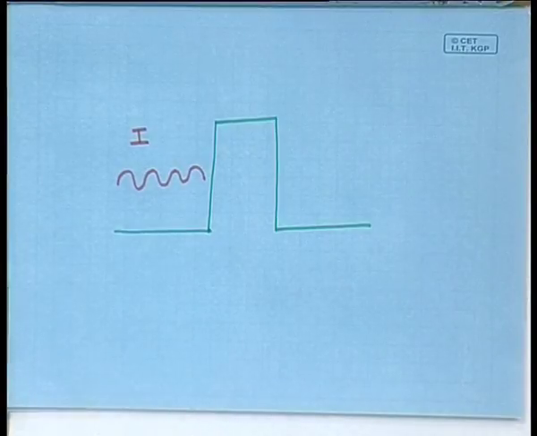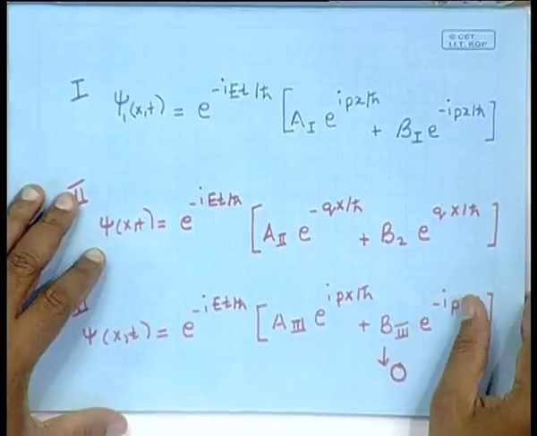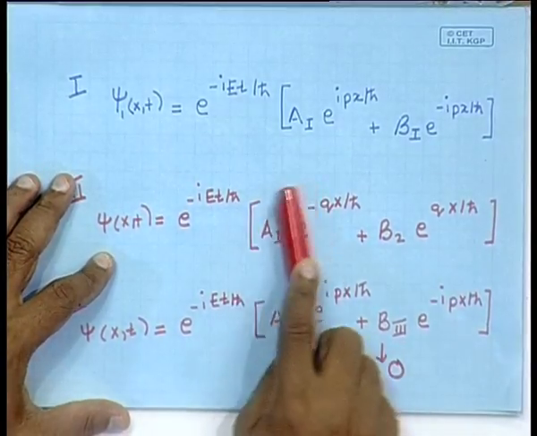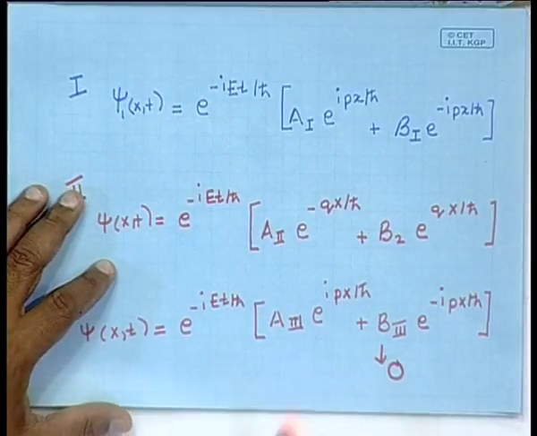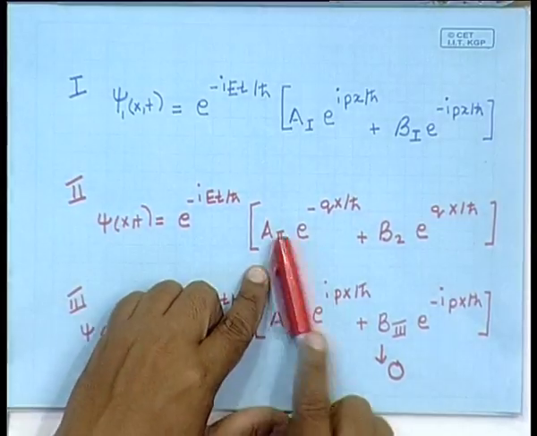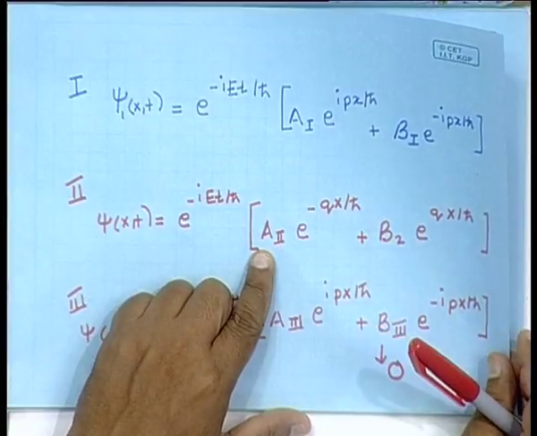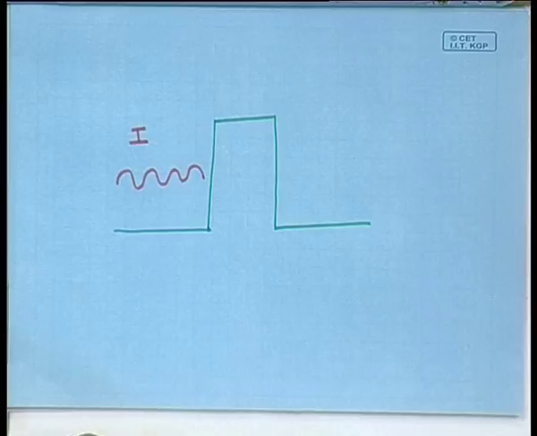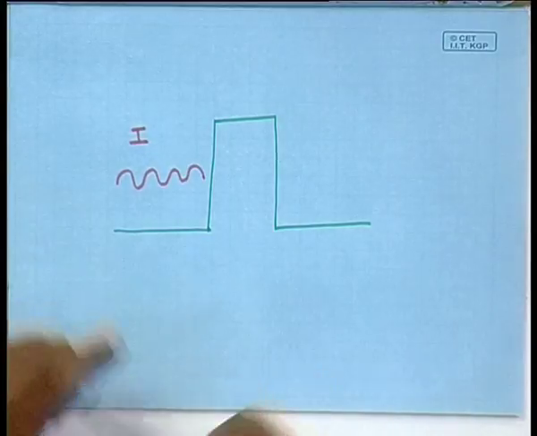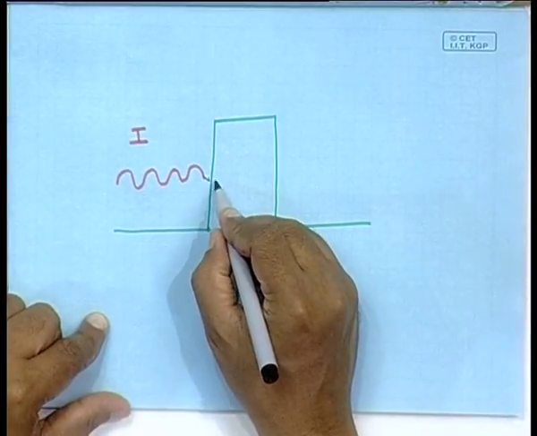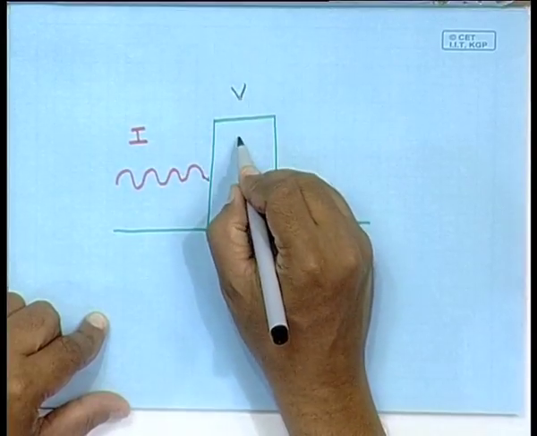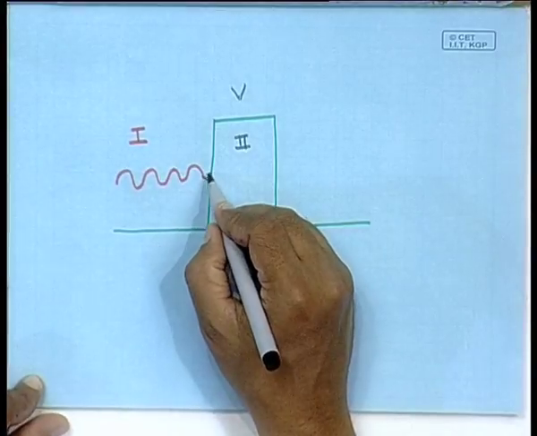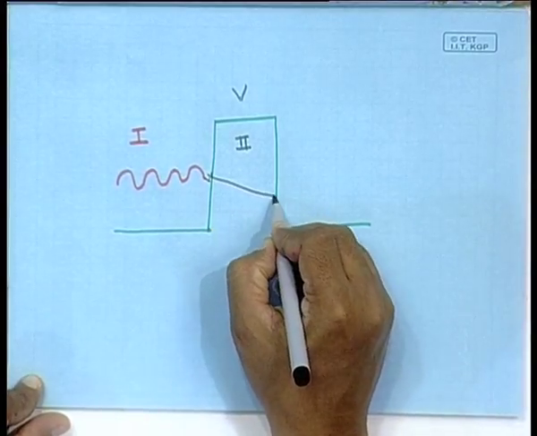Now, in region 2, we see that the wave function behaves exponentially, and what we would expect is that the wave function actually decays exponentially. So, in region 2, some part of the wave function manages to penetrate into region 2 where the potential is higher than the value of the energy, and the wave function in this region decays exponentially.